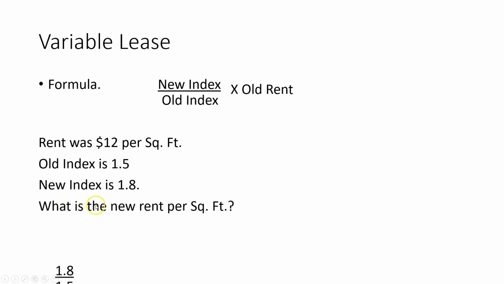And what is the new rent? We get the old index and divide it into the new index. And that's going to give us 1 point something. And then we multiply it by 12, and that gives us the new rent. So new index over old index times the old rent.